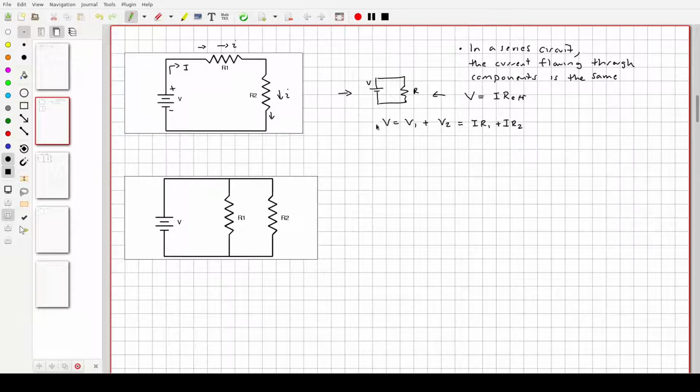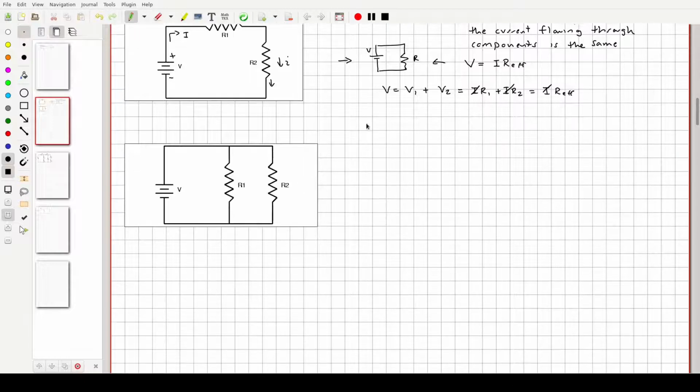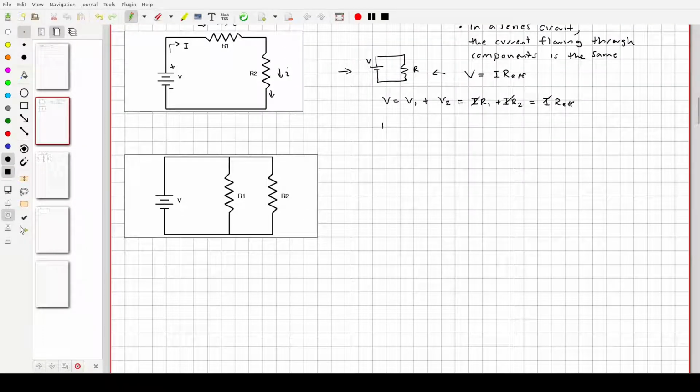Now, this right here is our source voltage, it's the total, and like I said, what we want to do is figure out how to replace those resistors with one, and so it would be equal to that. And as you can see, the currents cancel. So in a series circuit, the resistance just adds, which should make sense if you think about it from a garden hose standpoint. So this is in a series circuit.